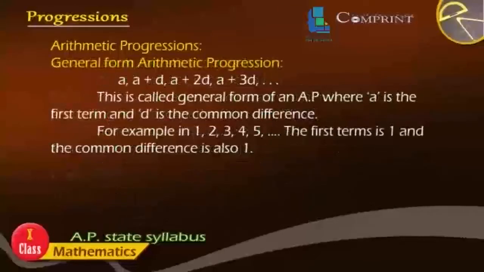Arithmetic progressions, general form: a, a plus d, a plus 2d, a plus 3d, and so on. This is called the general form of an AP, where a is the first term and d is the common difference. For example, in 1, 2, 3, 4, 5 and so on, the first term is 1 and the common difference is also 1.